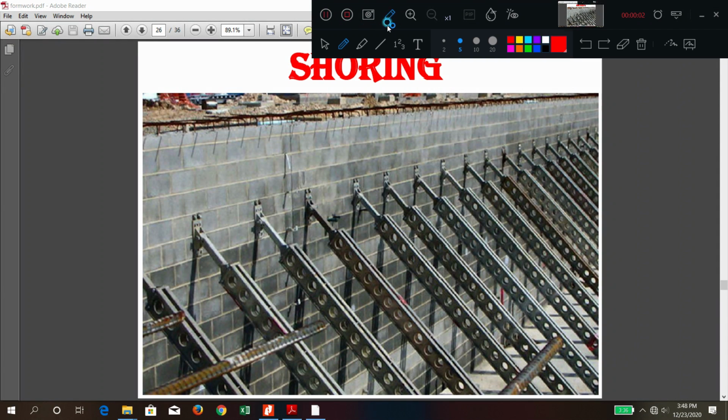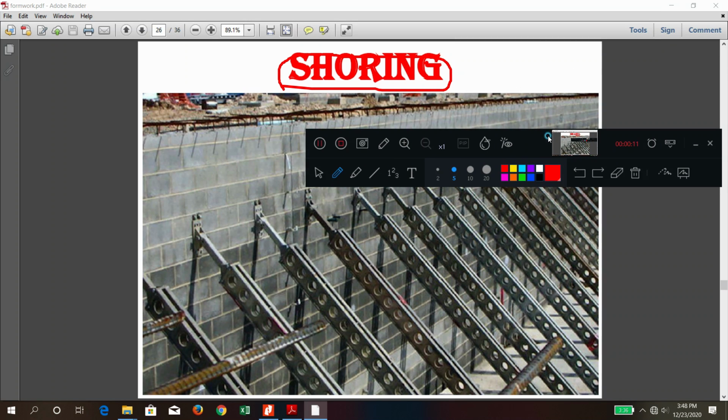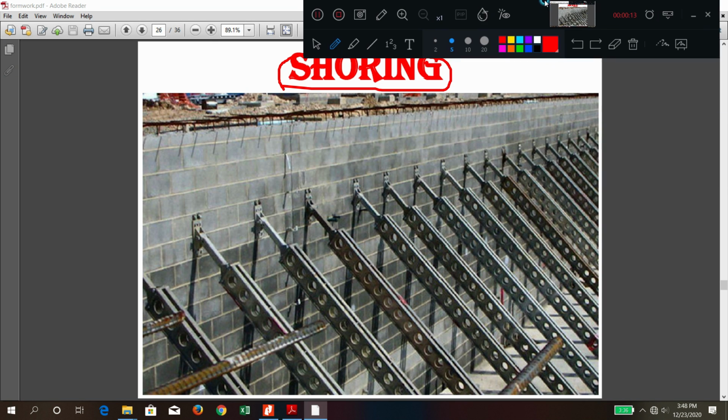Good morning, friends. Today we are going to discuss the next topic, that is shoring. It is a type of formwork, you can say, but majorly it is a supporting type of structure. Can you see what these structures are? One, two, three, like this. There are so many members. They are kept facing this wall.